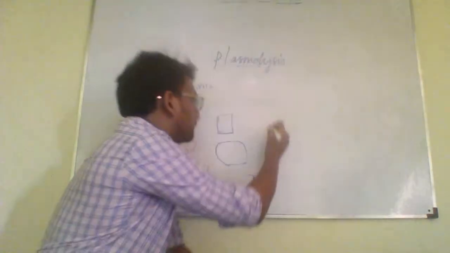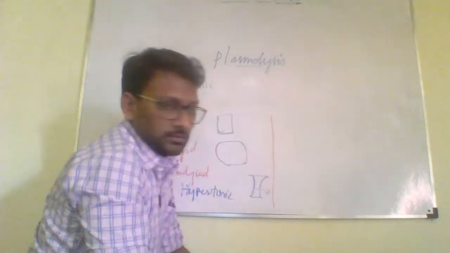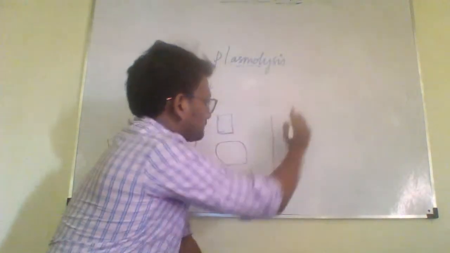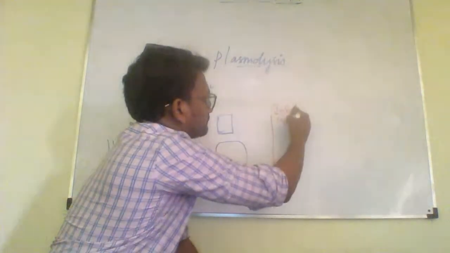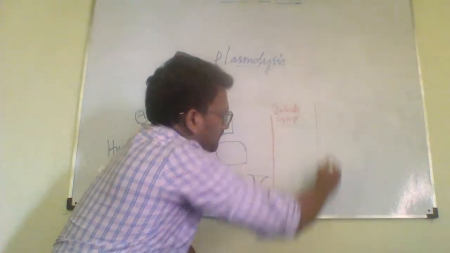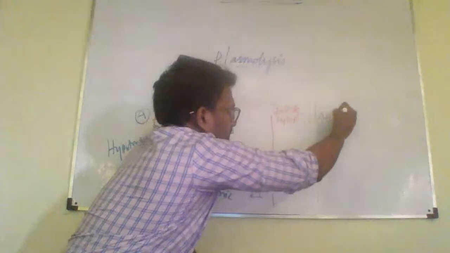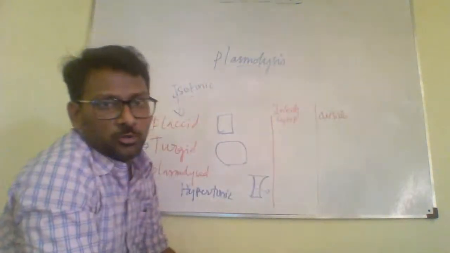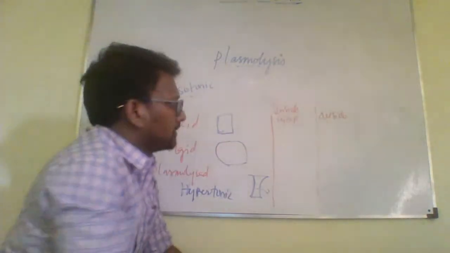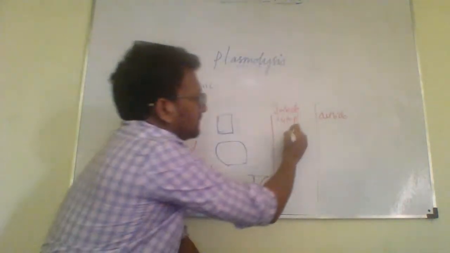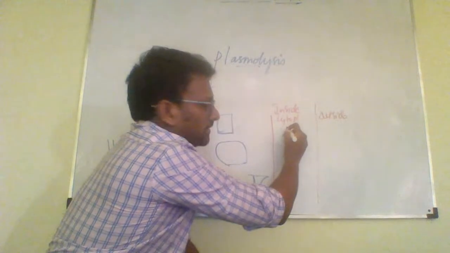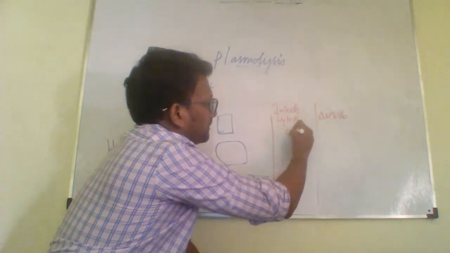So you can draw a line here, and you can write here inside the cytoplasm and outside. Outside in the sense solution. Okay. So inside the cytoplasm, during flaccid, both are in equilibrium. Isotonic, so equal.